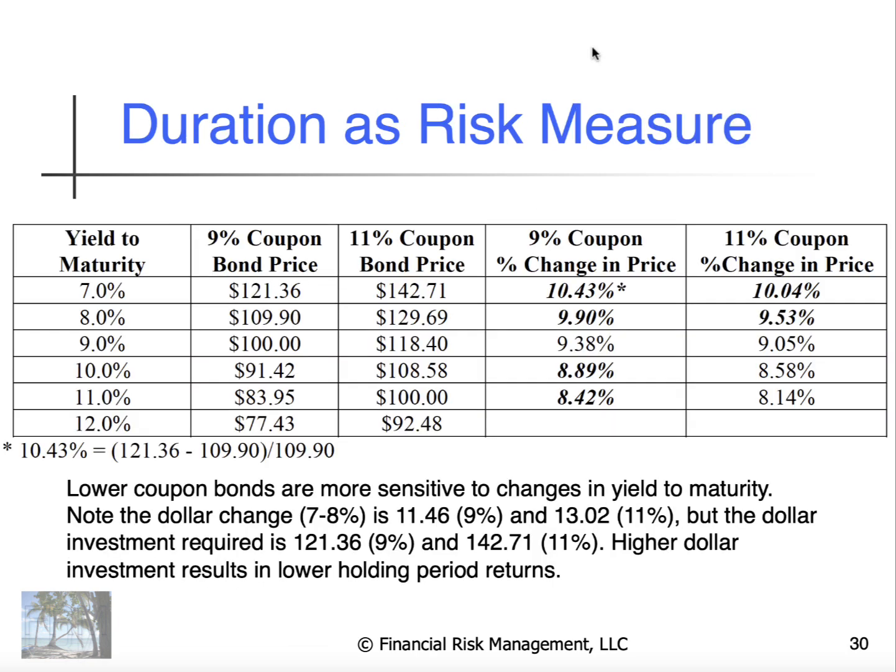Duration as a risk measure. This particular chart just illustrates that a 9% bond is more sensitive to rate changes than an 11% bond. And here you can see the sensitivities. These percentage changes in price are higher than the 11%. The 9% coupon bond has a longer duration, so you would expect it to have a higher percentage change.